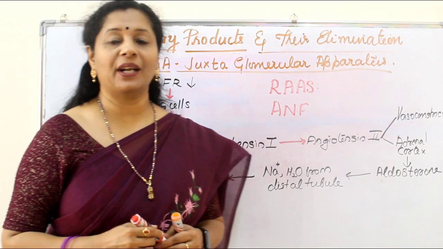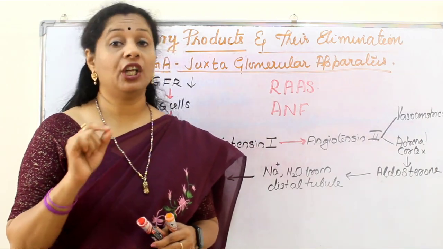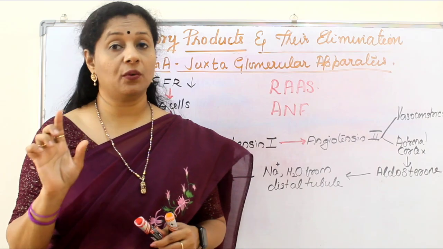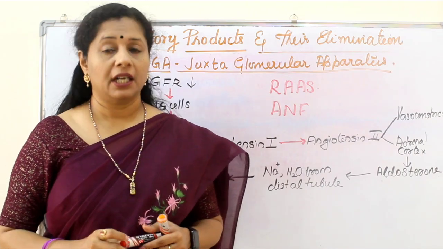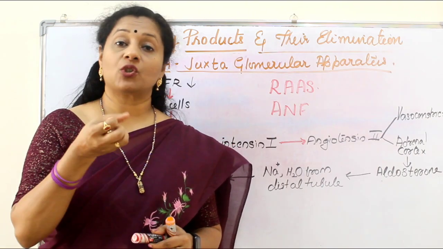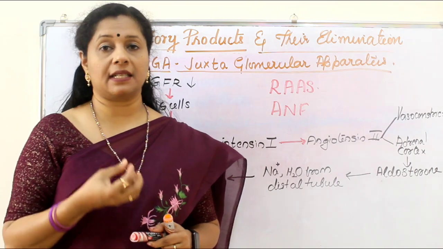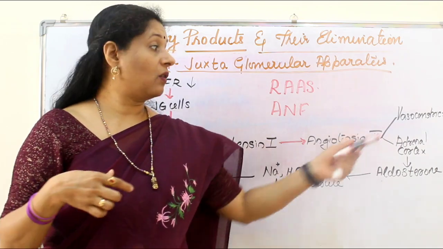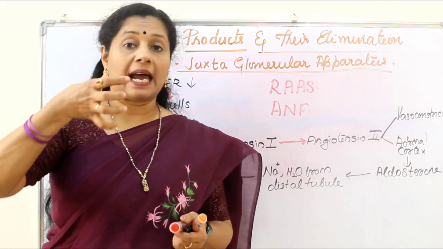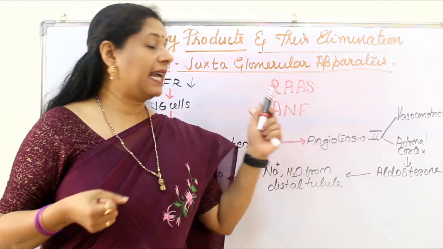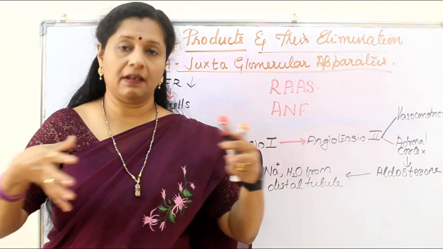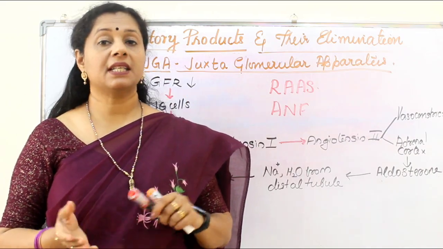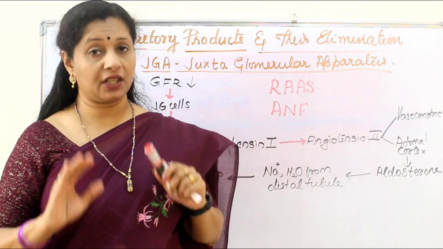ANF stands for atrial natriuretic factor. Again, atrial natriuretic factor, or ANF. This ANF is a vasodilator. It can dilate the vessels, meaning it can expand the vessels, because aldosterone and angiotensin 2 had constricted them. Now this ANF will go and tell them, okay, enough, and expand them. Once they are expanded, BP will come down. This is how RAS is kept under check.